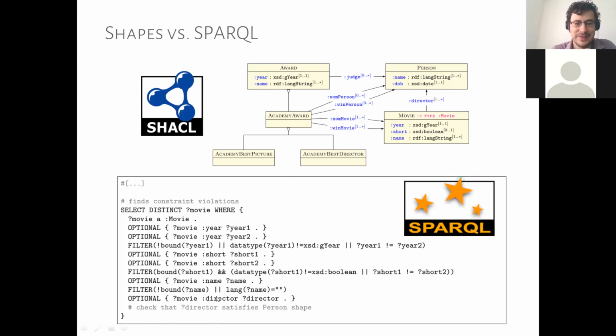As we see, it's a bit of a nightmare. It's sort of difficult. We have all these optionals to check if something exists or not, if there's 2 or more of them, what the types are. So writing these queries is far from straightforward.